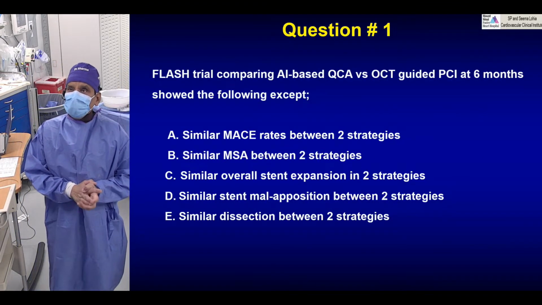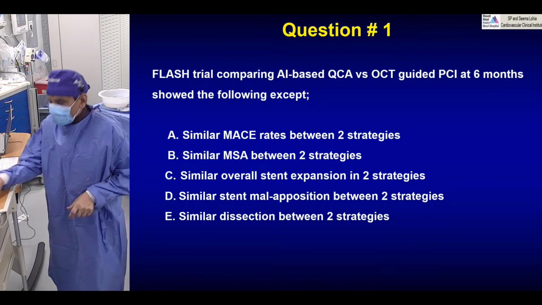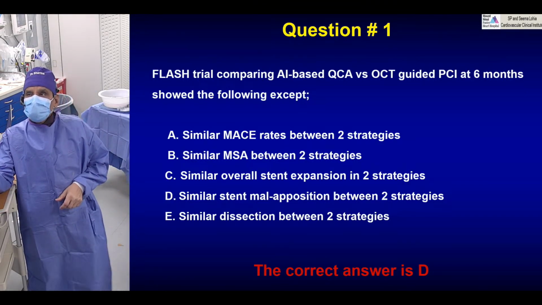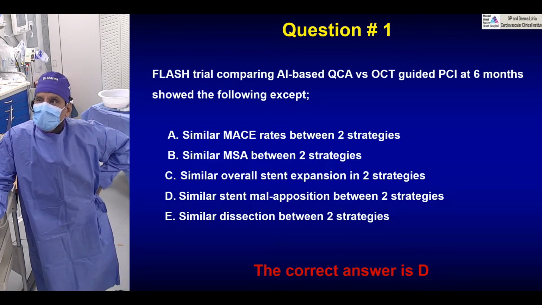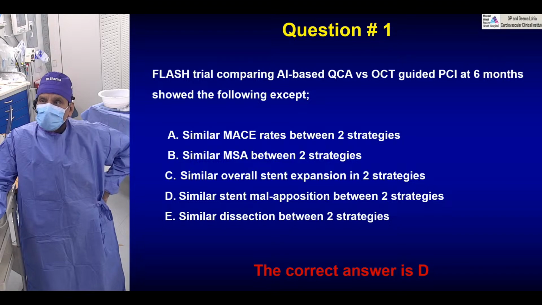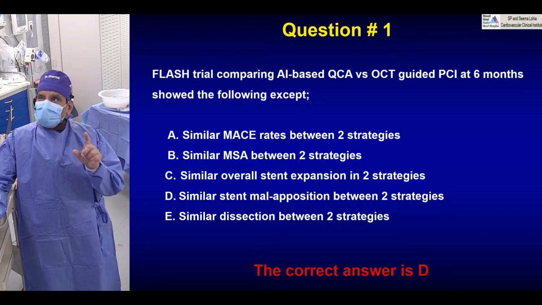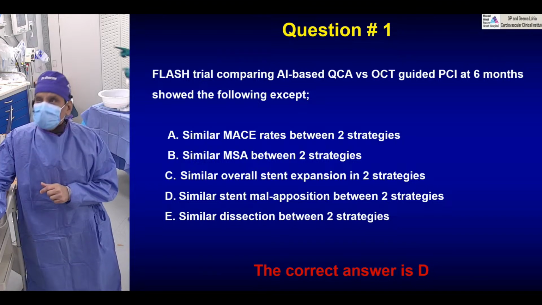The FLEX trial comparing AI-based QCA versus OCT-guided PCI at 6 months showed the following, except: similar MACE rate between 2 strategies, similar MSA between 2 strategies, overall stent expansion, stent malapposition, and dissection. So clearly it was D. The stent malapposition was higher in the QCA-based versus OCT-based.